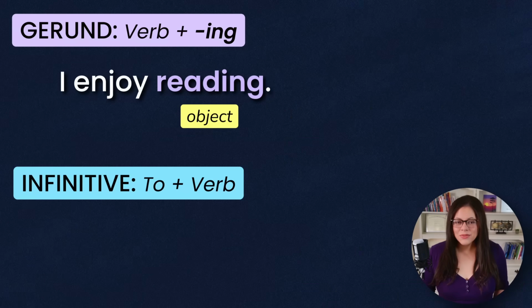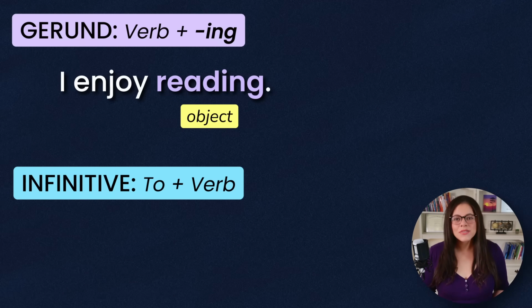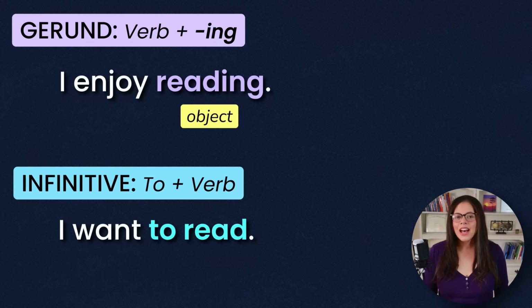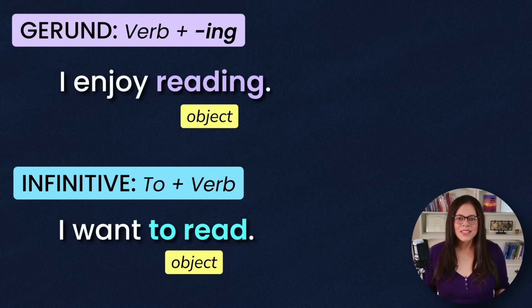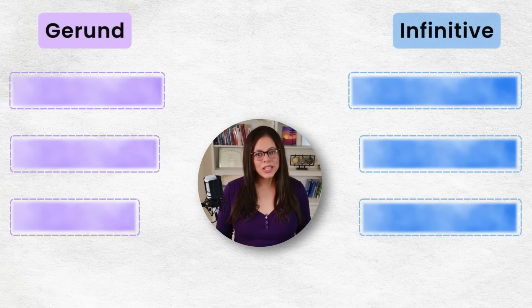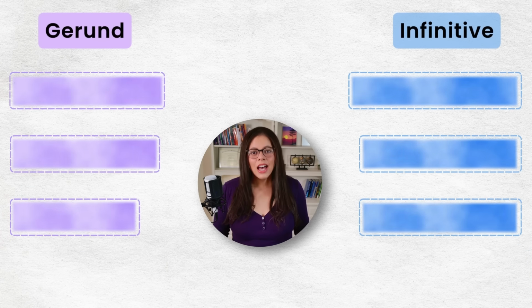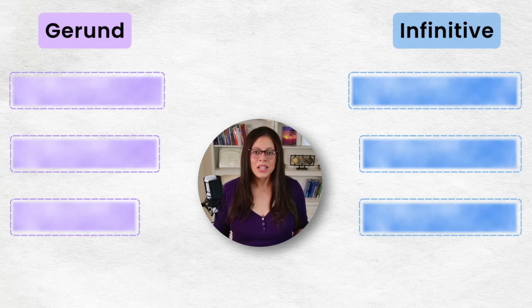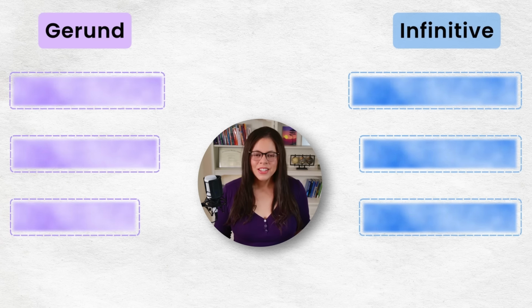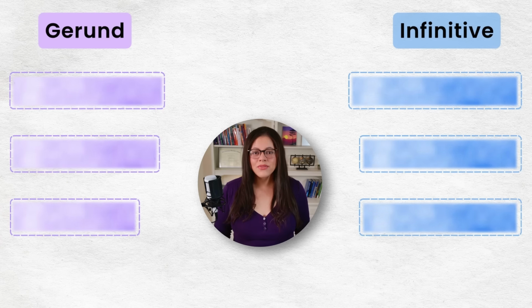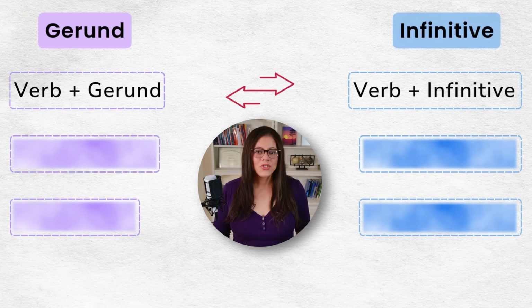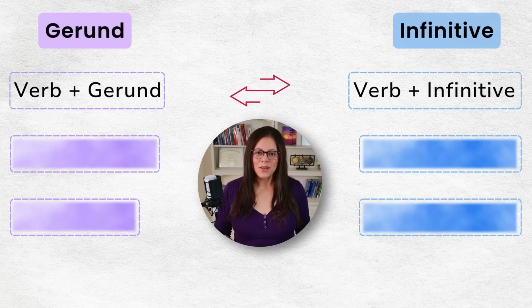An infinitive is to plus the base form of a verb, like I want to read. Same thing here. To read is the object. This action is the thing that I want. There are some situations when we can only use a gerund or only an infinitive, and I'll show you these patterns later because they're useful. But there's one situation where you can find either one after a verb as the direct object.